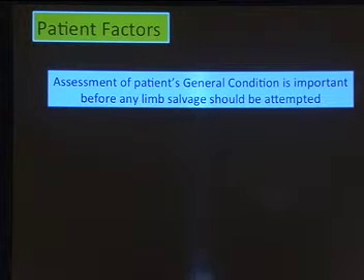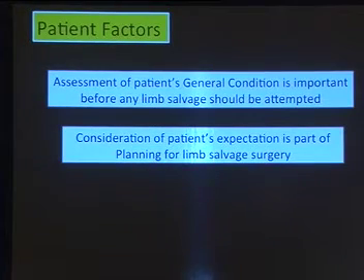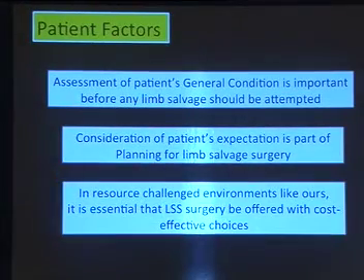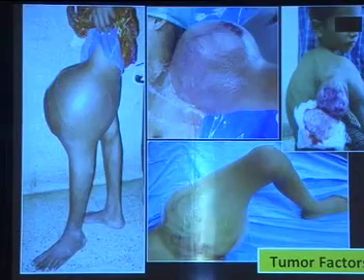So, finally, concluding the patient factors, assessment of the patient's general condition is important before any limb salvage is attempted. Consideration of patient expectation is very important, and this is an important part of the planning for limb salvage surgery. And in a resource-challenged environment like ours, it is essential that limb salvage surgery be offered with cost-effective choices. You respect the patient's financial status and offer him the choices that are available for that particular patient.